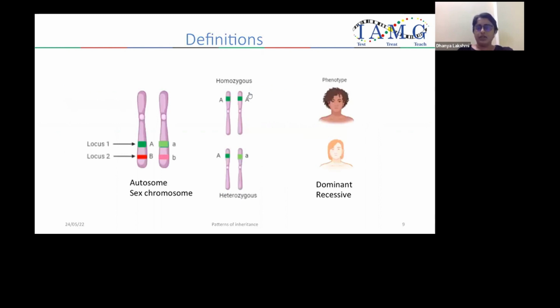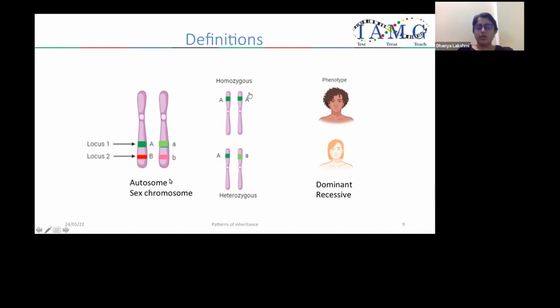Some of the definitions that we need to know before we proceed include what is a locus. A locus is the position of a gene on a chromosome. Here you can see that there are two loci, locus 1 and locus 2. Locus 1 has gene A and locus 2 has gene B. An allele is an alternate form of a gene at a particular locus. So here in locus 1, there are two alleles for gene A. One is capital A and the alternate form is small letter a. Similarly for the locus B.